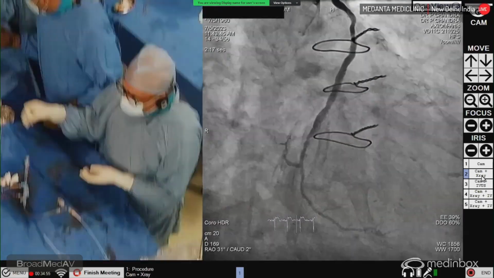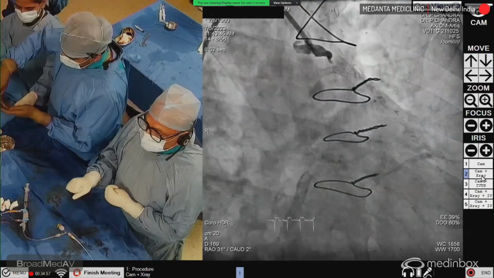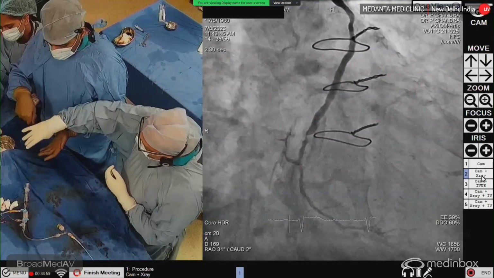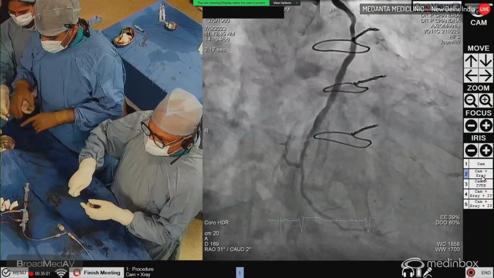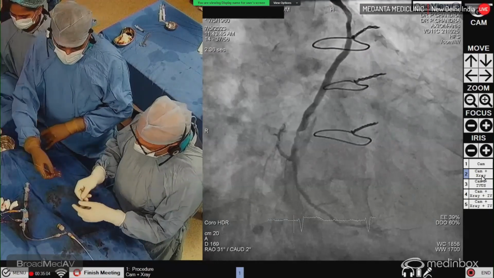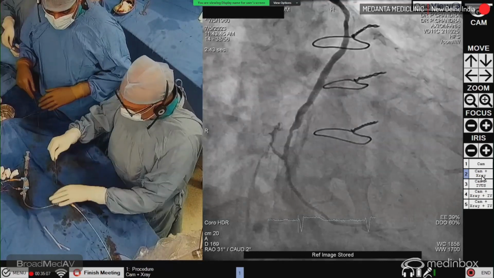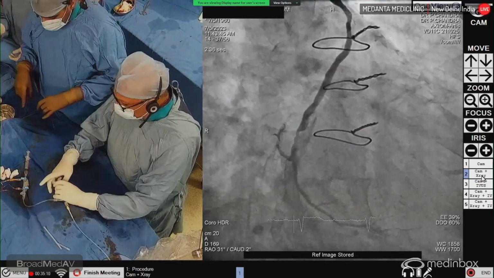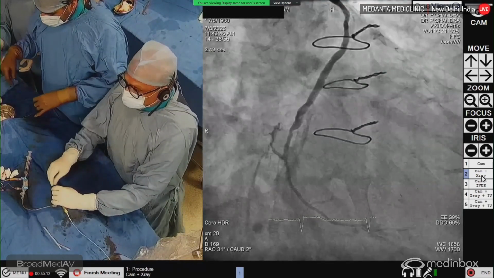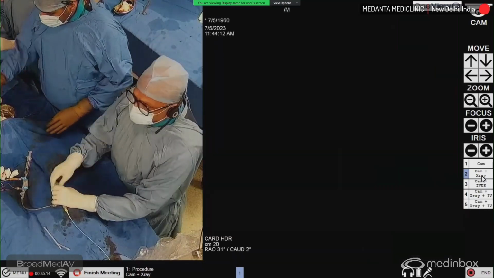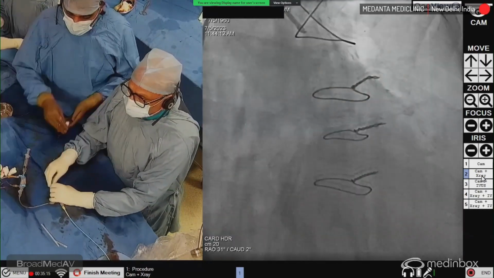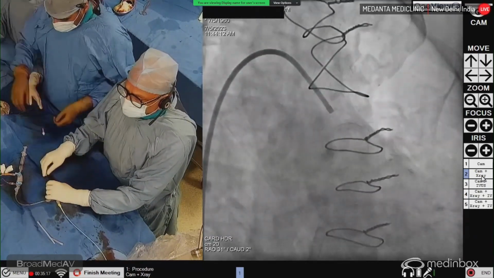Let's have the wire, please. Wire. Okay. So this is the same BMW I'm going to use, and the patient's BP is okay, ECG is fine, and we are now heading.